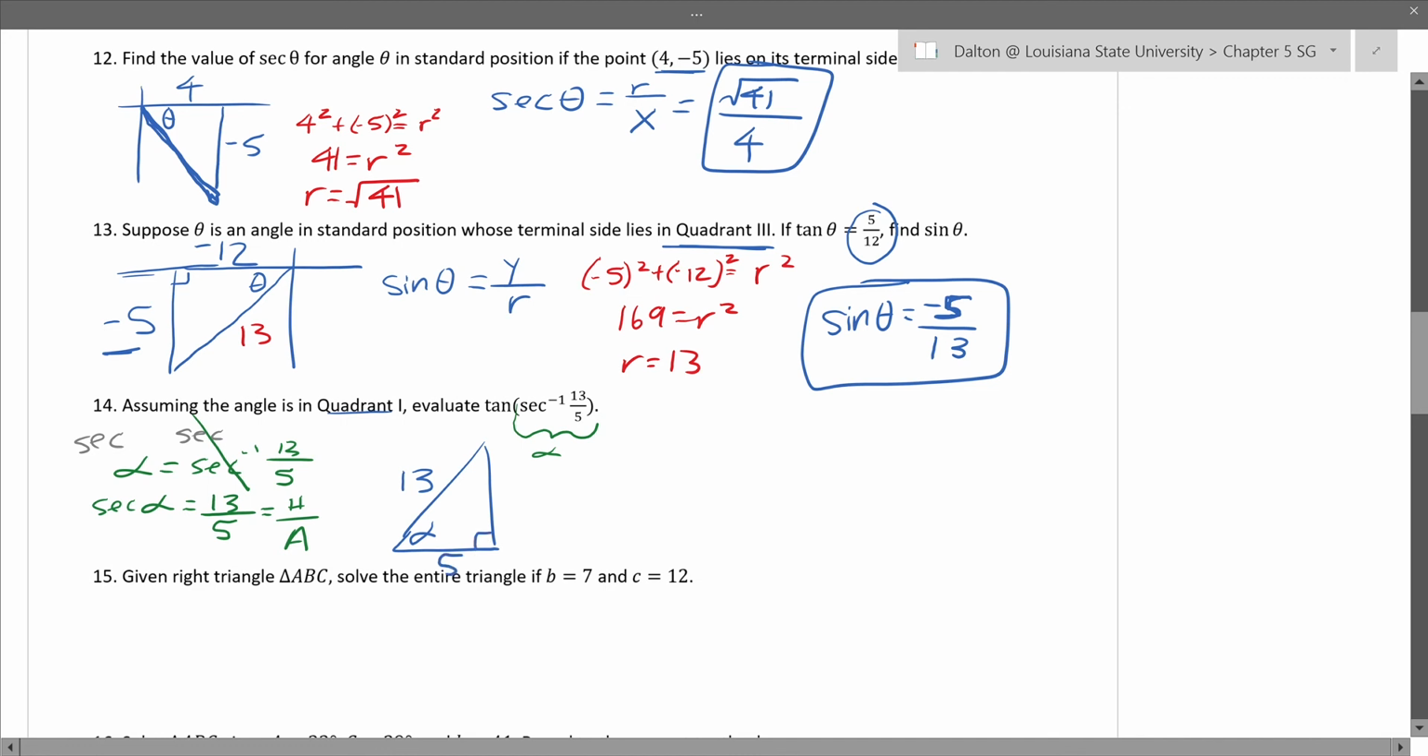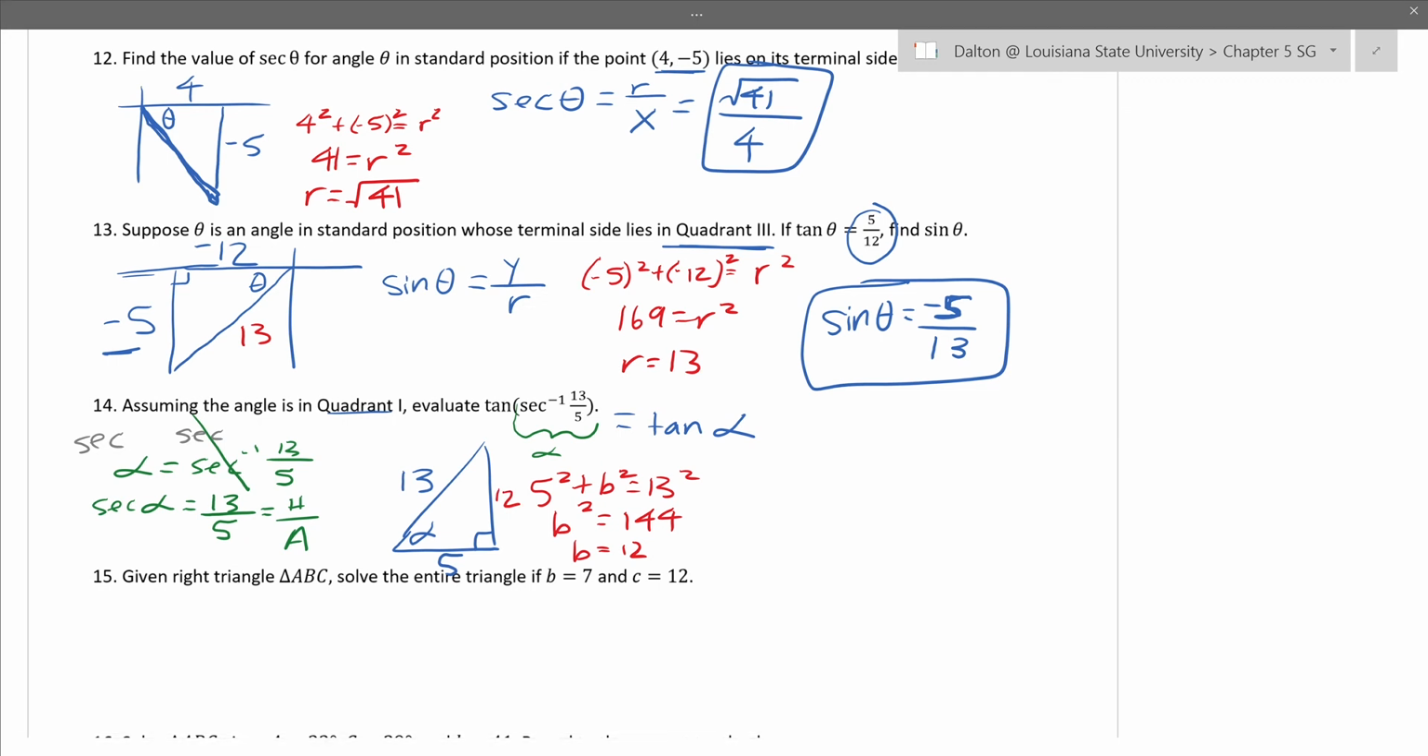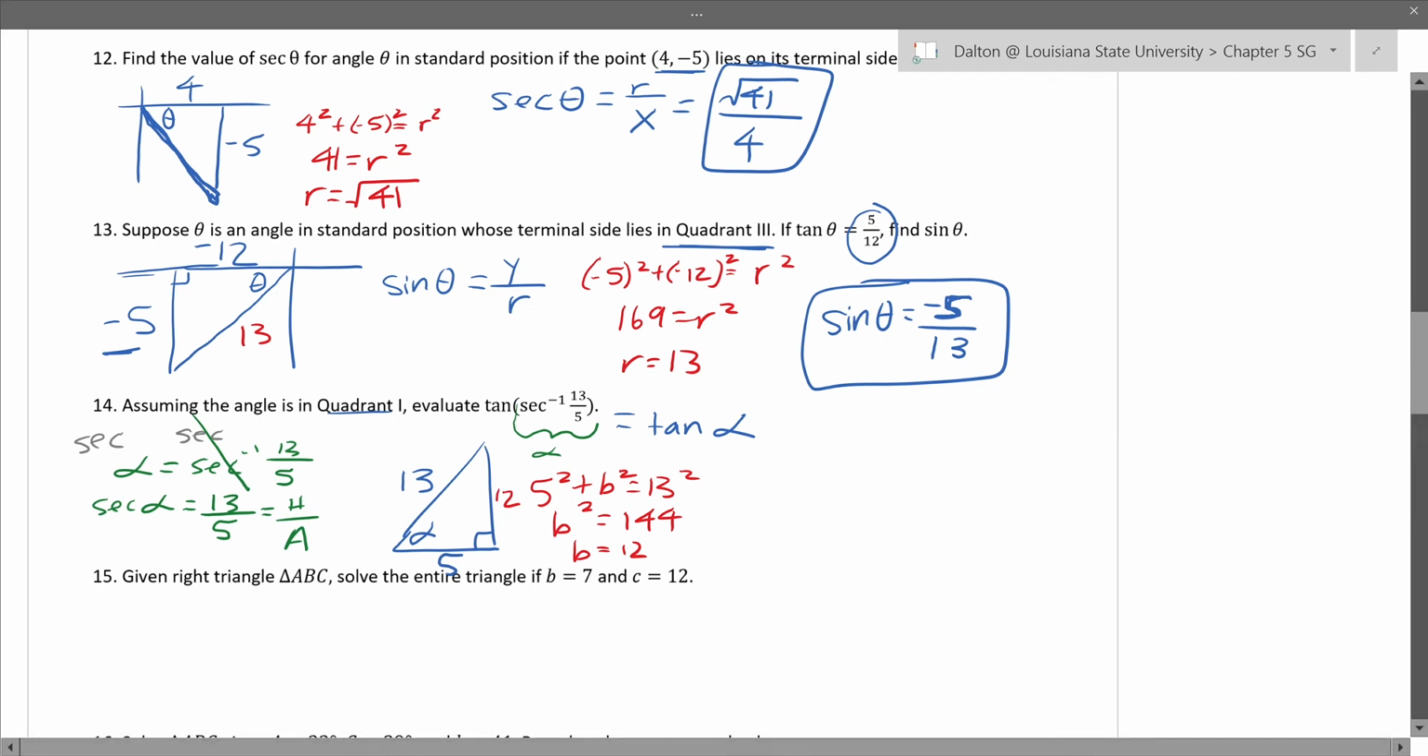So then let's go back to the original question. The question now that I've defined alpha is essentially what is the tangent of alpha? Well, tangent is opposite over adjacent, or y over r. So I need to use the Pythagorean theorem to solve for that leg. That'll be 5 squared plus b squared equals 13 squared. So you end up with b squared equal to 144, so that b is equal to 12. And if you know these Pythagorean triples, then you don't need to waste your time doing the Pythagorean theorem if you know that leg is going to be 12. Therefore, the tangent of alpha is opposite over adjacent, which is 12 over 5.